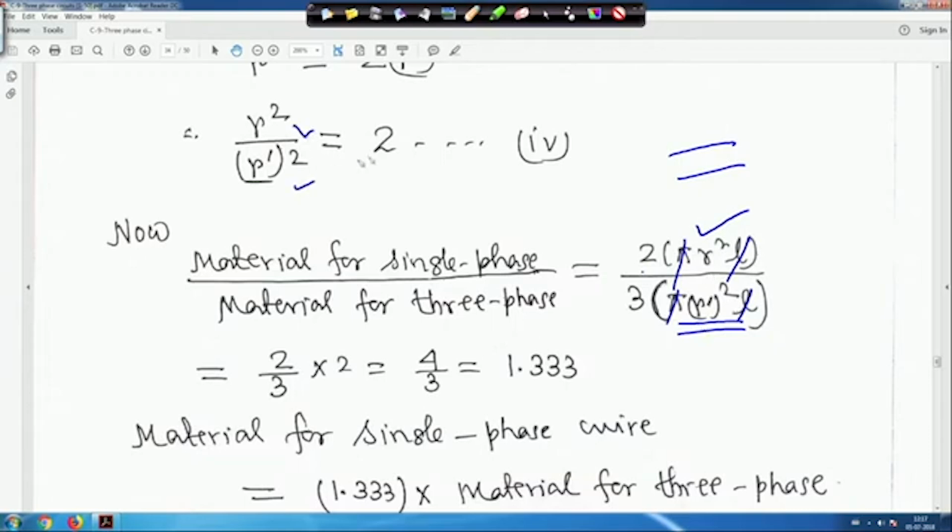So r square by r dash square is equal to 2, so it will be 4 by 3, which is equal to 1.333. That means the material for single phase wire, that is volume actually, is equal to 1.333 into the material for the 3 phase. That means if you use single phase for the same power loss, the volume of the conductor is 33.3% more than the 3 phase. That is why 3 phase 3 wire is more beneficial. So this is the idea.